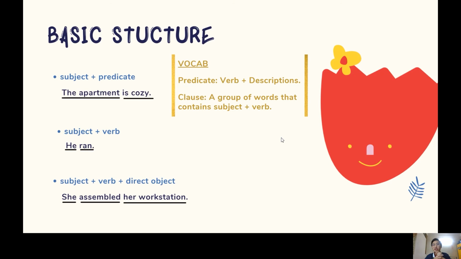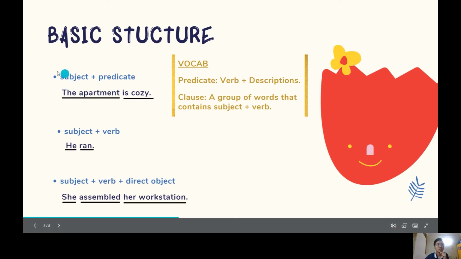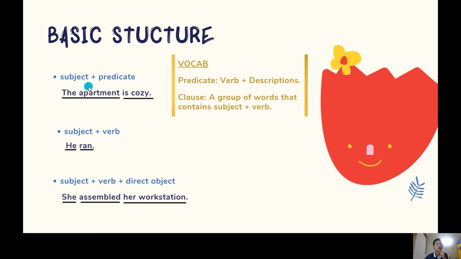So, before we jump right into our sentences, we must first understand the basic core structure of our sentences. So basically, a sentence is comprised of a subject and a predicate. So what are predicates? Predicates are phrases where there is a verb plus description. So for instance, the apartment, this is a subject, is cozy, this is a predicate. Is is a verb, where cozy is an adjective. So this entire thing is a predicate because there's a verb and description.